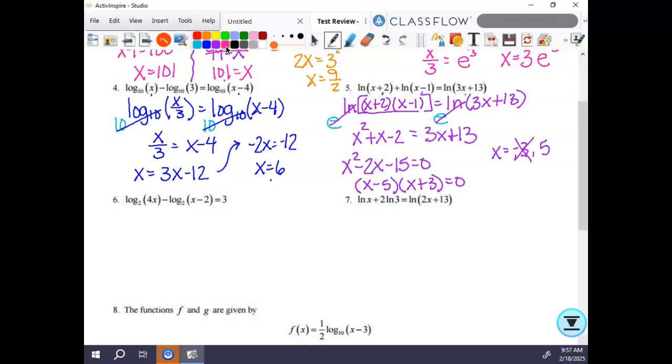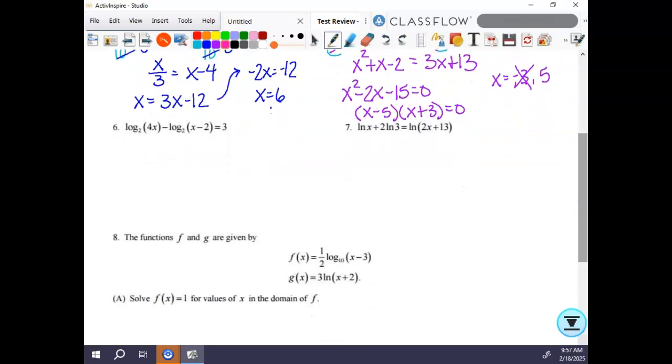All right, number 6. I need to combine on the left. So this is going to give me log base 2 of 4x over x minus 2 equals 3. Now, can I cancel the x's out on the left, you think? Absolutely not. I cannot just drop the logs here either.